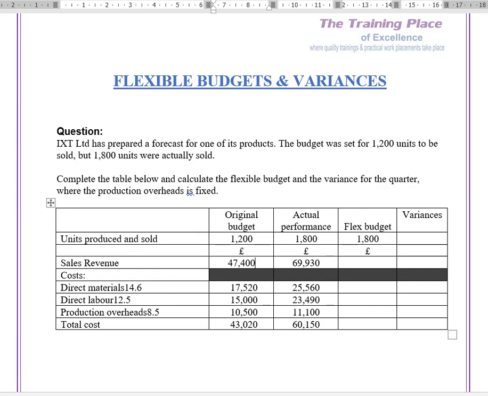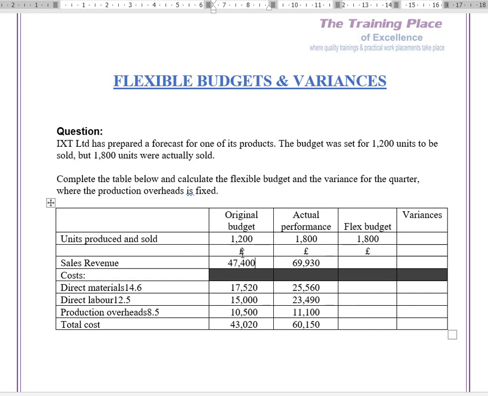It says, IXT Limited has prepared a forecast for one of its products. The budget was set for 1,200 units to be sold, but 1,800 units were actually sold. Complete the table below and calculate the flexible budget and the variance for the quarter, where the production overhead is fixed. So we have our production overhead there, and that is fixed.